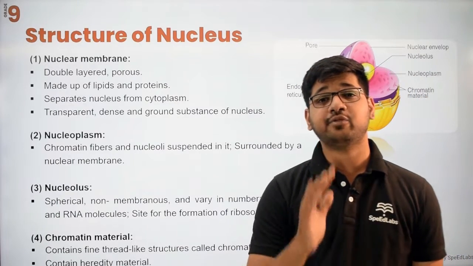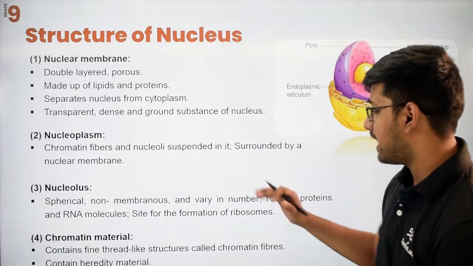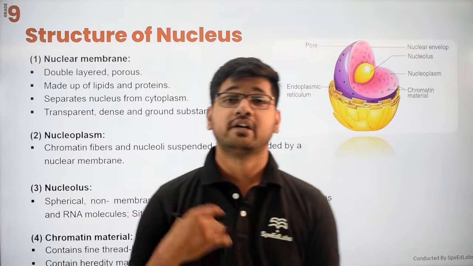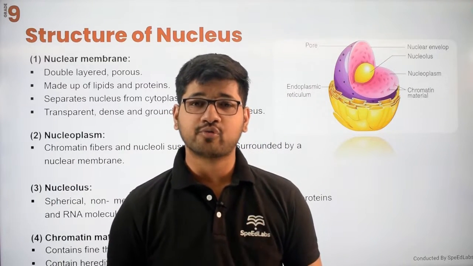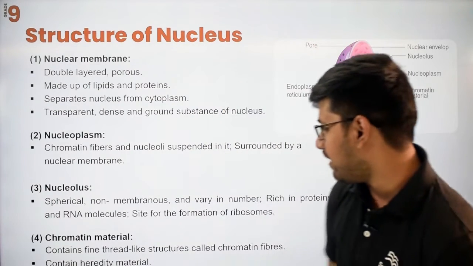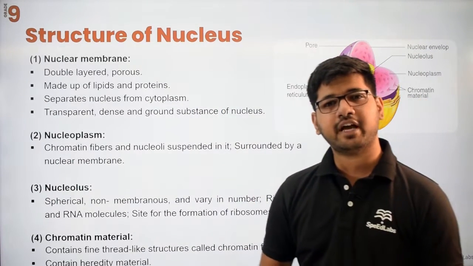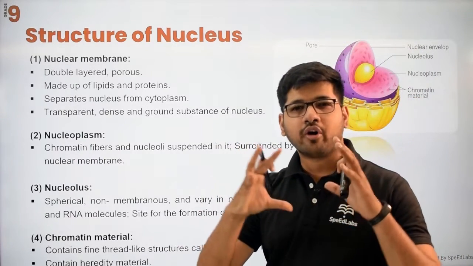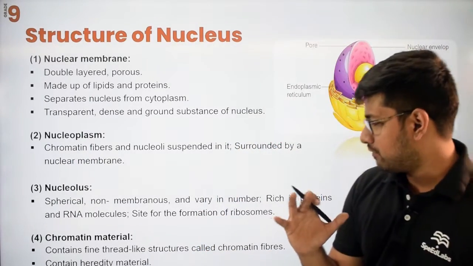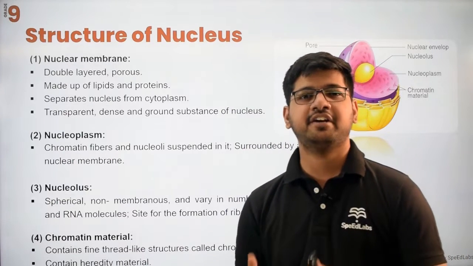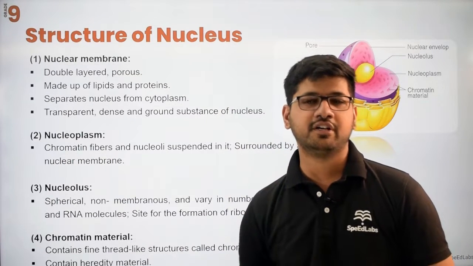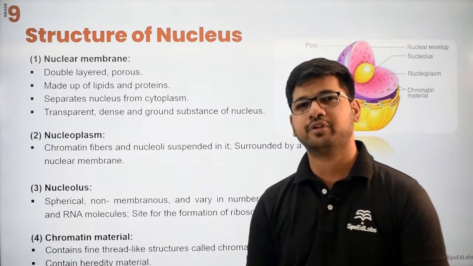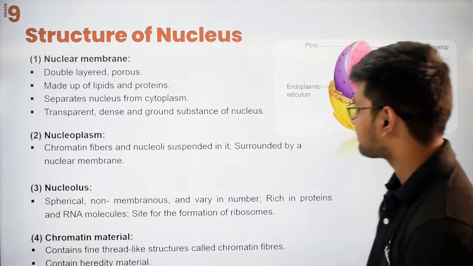It is mainly rich in proteins and RNA molecules. It is the particular site for the formation of ribosomes. We'll talk about ribosomes in the later part. Other than that, we have chromatin material, which is a thread-like, coiled structure which contains our genetic hereditary material, or the DNA, or RNA, whatever it could be in the case.